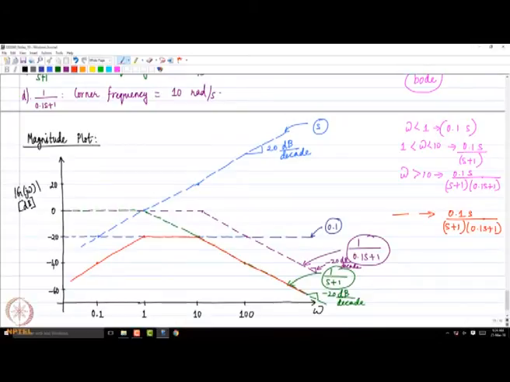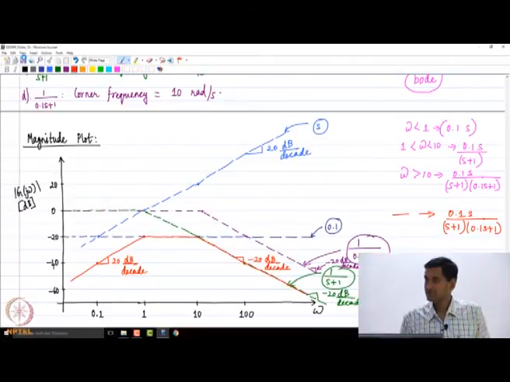I hope it is clear how we got the net curve for the magnitude plot. In the low frequency region, the slope is going to be plus 20 decibels per decade, and in the high frequency region the slope is going to be minus 20 decibels per decade. This is how we get the magnitude plot of the complete transfer function. Is it clear? Fine.